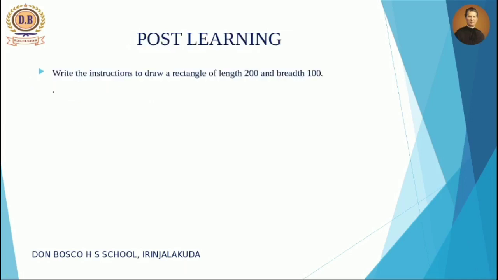Now you have a homework. You have to write down the instructions to draw a rectangle of length 200 and breadth 100. It is the same method that we have used to draw a square. Same instructions which we have used to draw a square, but we have to change the measurements. Length should be 200 and breadth should be 100. Okay, so write down the instructions to draw a rectangle with length 200 and breadth 100 in the notebook as your homework.